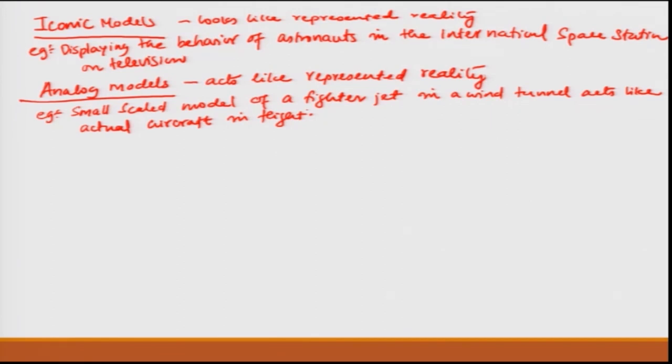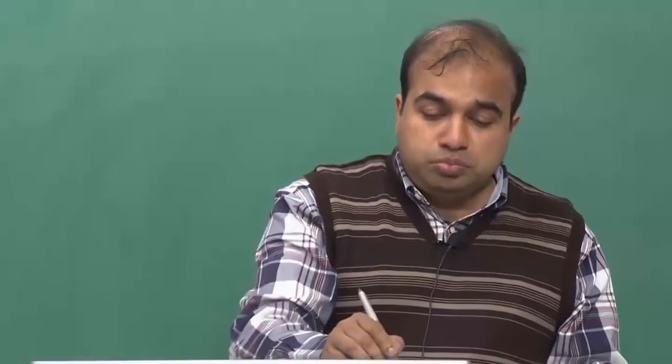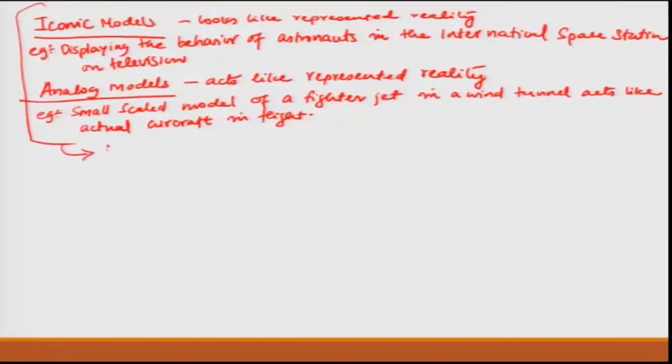In both these cases, the iconic model and the analog model, they are actually physical system models. You are seeing the physical system, you are observing it. In iconic models, you are observing it through a television. In an analog model, you make a small model of it, and that model acts like the represented reality. So these two together become what we call the physical models.